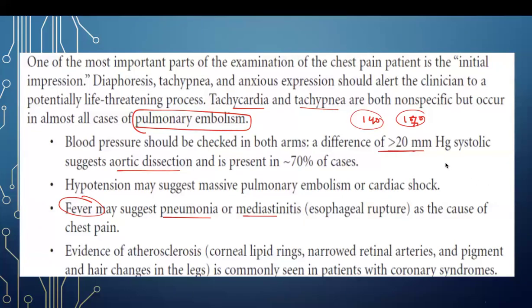So these screenshots are from Kaplan Step 2. So we will go into John Murtagh later on.